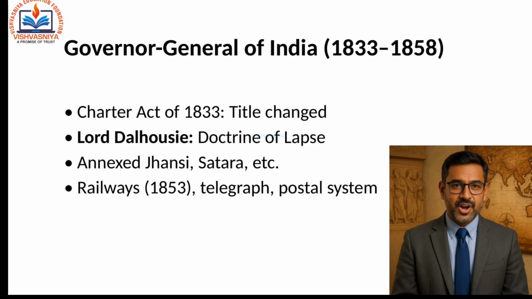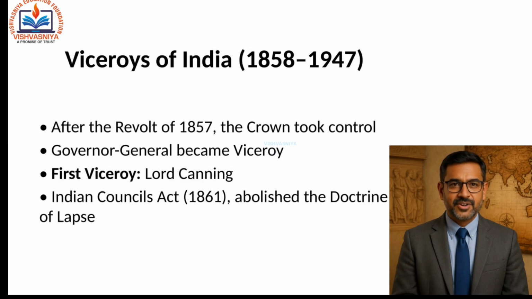He introduced the doctrine of lapse, annexed states like Jhansi and Satara, and started railways in 1853. He also brought the telegraph and the modern postal system. After the revolt of 1857, the British Crown took direct control. The Governor-General now became the Viceroy of India. The first Viceroy was Lord Canning, who introduced the Indian Councils Act of 1861 and abolished the doctrine of lapse.